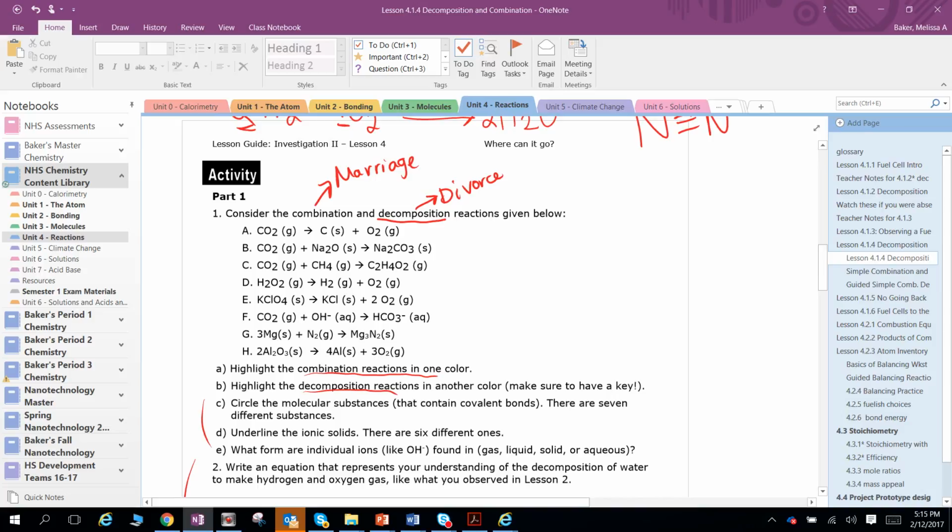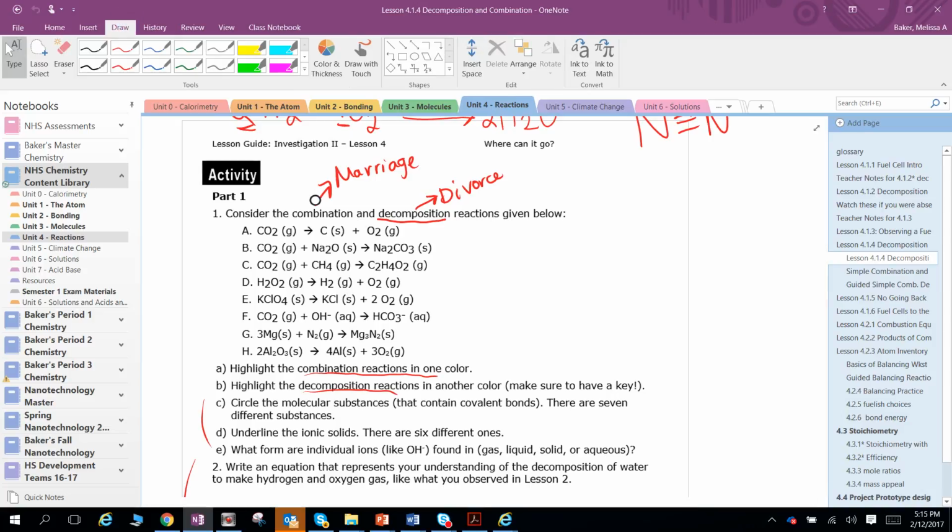All right, let's check out these answers here. So let's figure out a color to highlight the combination reactions first. So combination, again, you'll look for a plus sign on the left of the arrow and one product on the right side. So there's a combination, another combination, 3 combinations, 4 combinations.